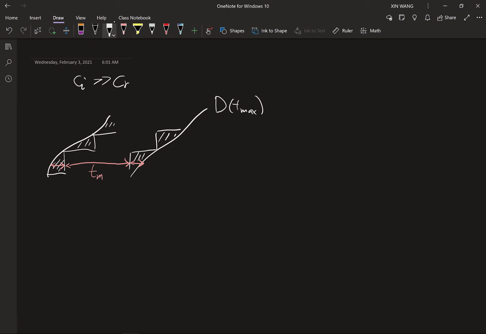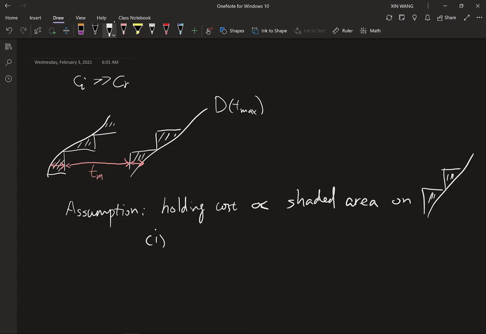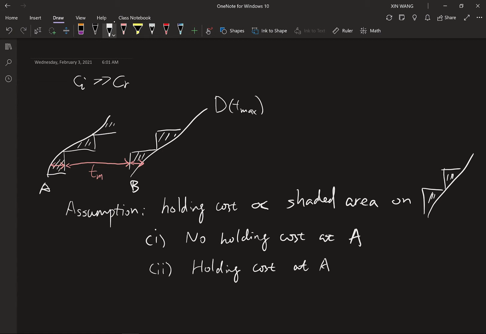To make the problem simpler, we make an assumption that the holding cost is now proportional to the shaded area on the demand side. That means we will not consider the production side. Let's say this is A, this is B, and we do not consider the holding cost at A, or the holding cost at A is the same as that in B.